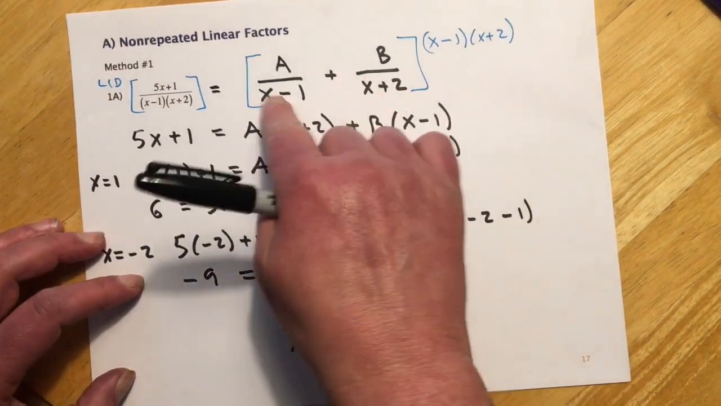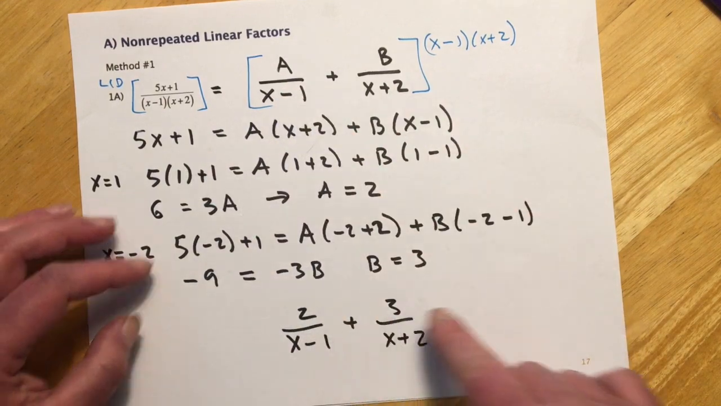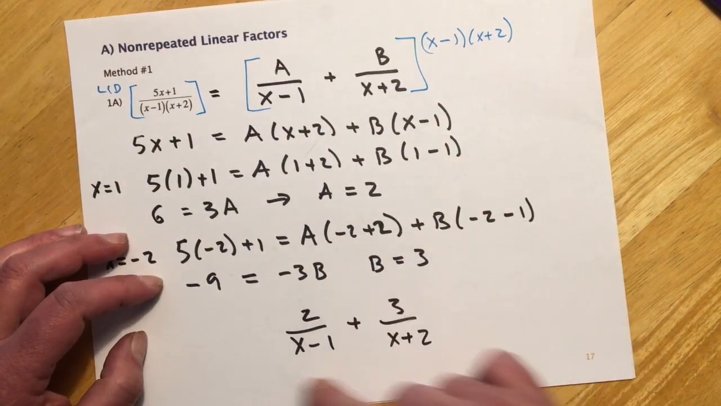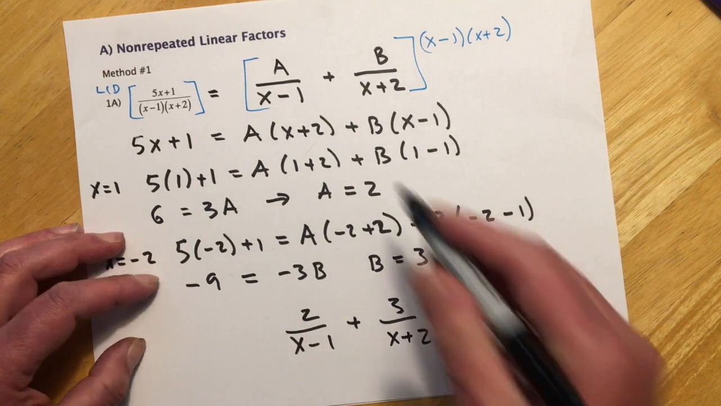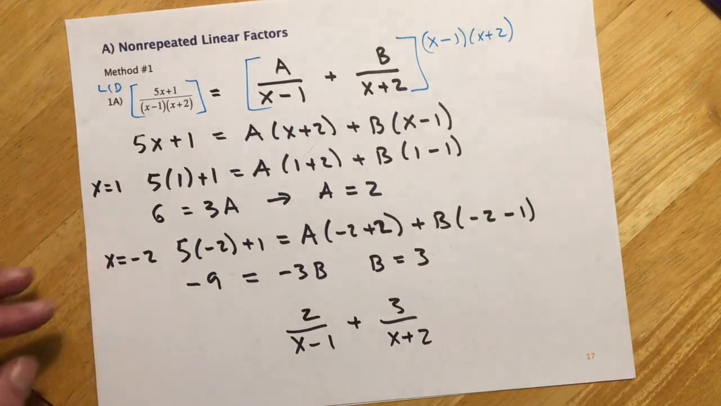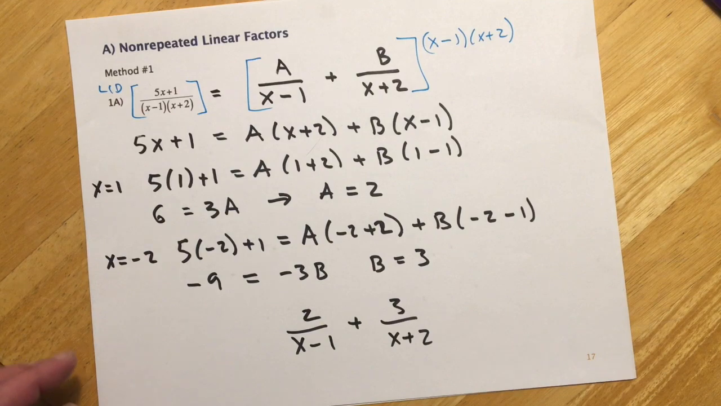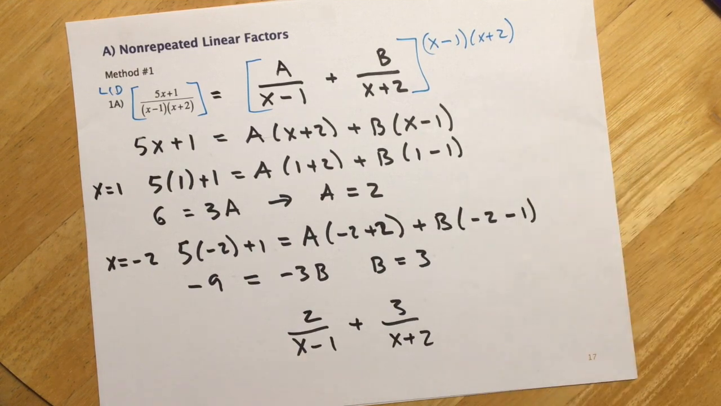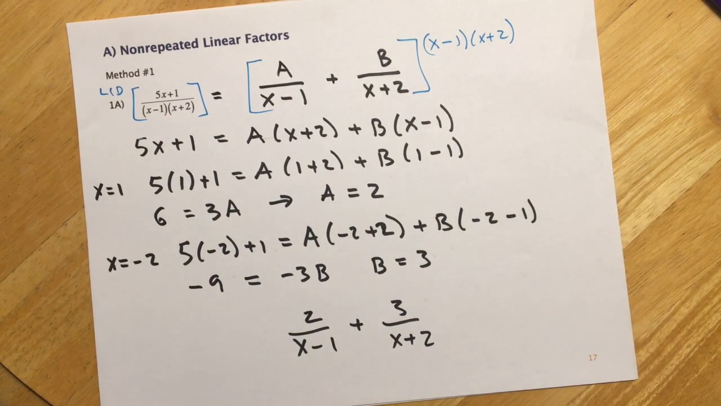So it wouldn't have mattered which order I wrote these in. If I'd switched these, then my a would have been b and vice versa, but I would have gotten the same expression at the end, so the order does not matter. And so just going back to this one, just to remind you that's where we started, and that's where we've gotten to here at the end. So that's our first method.